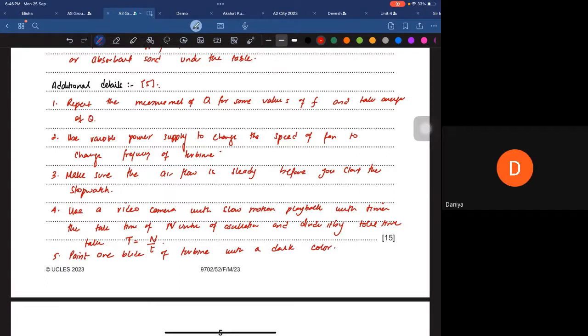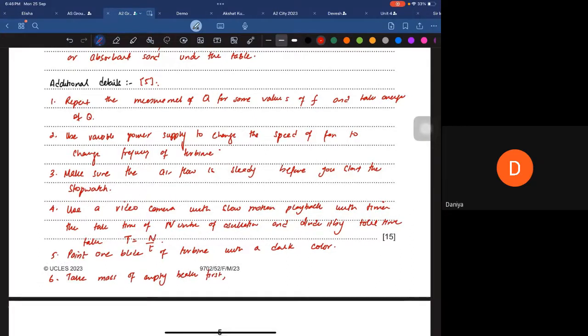Yes. Now six, coming to mass, I would say take the mass of the empty beaker first, then basically the mass of liquid collected will be equal to the mass of liquid plus beaker minus the mass of beaker. Is it clear? Yes, sir.